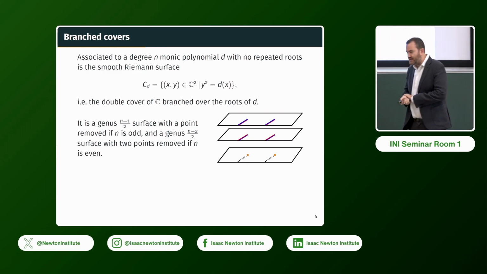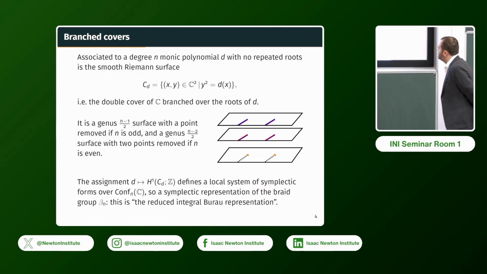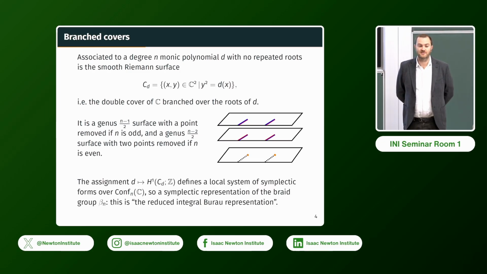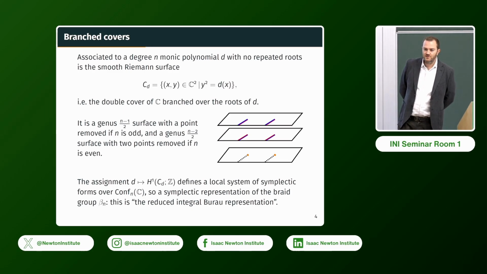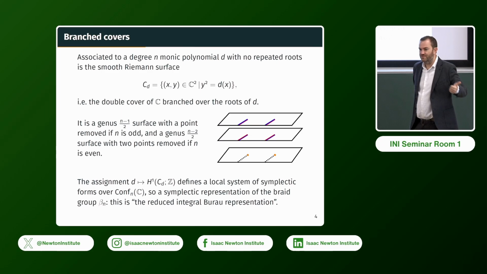So what I can do is I can then take any topological invariant I know of surfaces and apply it to the one that I get. In particular, I can take the first cohomology of this surface. So this is now a slightly complicated thing. I'm taking a polynomial, d, I make the branch cover that it defines, and then I take the cohomology, the first cohomology of that space.